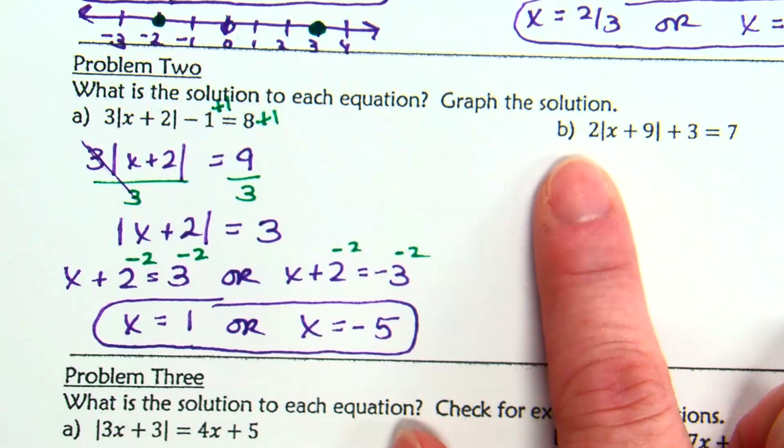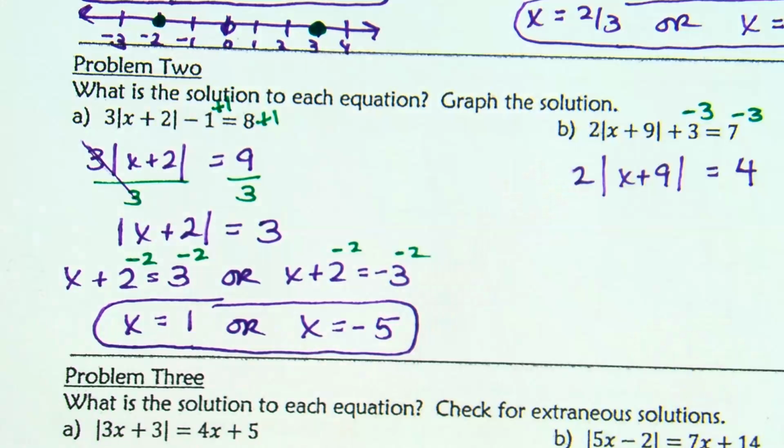Got 2, absolute value equals 4. I was going to make someone else do it here. Why is it always so quiet? Unless I force you guys to answer. What's the next step, Jocelyn?